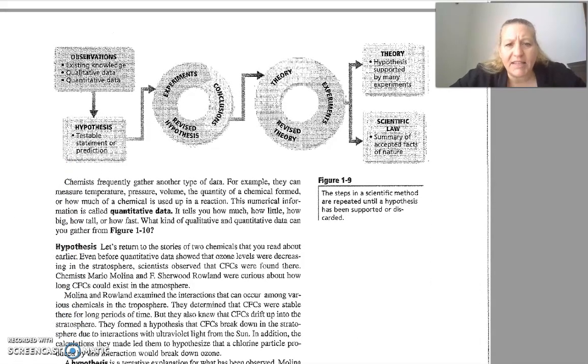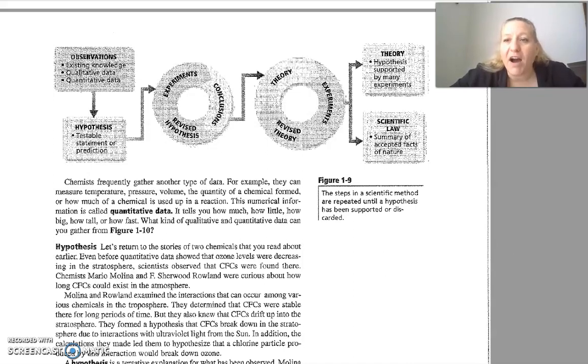Chemists frequently gather another type of data. For example, they can measure temperature, pressure, volume, the quantity of a chemical formed, or how much a chemical is used up in a reaction. The numerical information is called quantitative. So quantity, you know how much is there. It tells you how much or how little, how big, how tall, how fast. Okay? So there is a number associated with quantitative data.